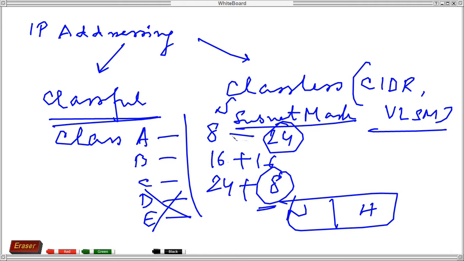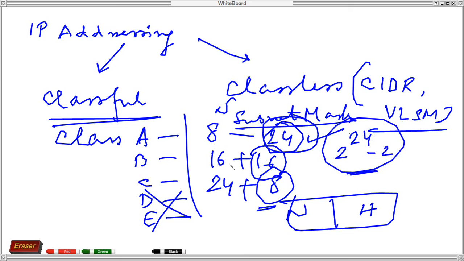Now it is very much rigid. When I design a class A address, I need to take a host of 2 to the power 24 minus 2, a block size of 2 to the power 24. And I should always take host bits of 24, 16 and 8. Okay, so in case of classful addressing, the subnet mask is fixed. It is called fixed length subnet mask.